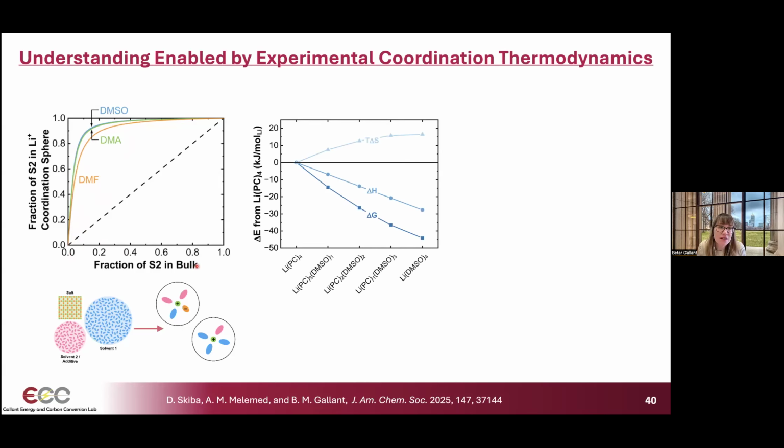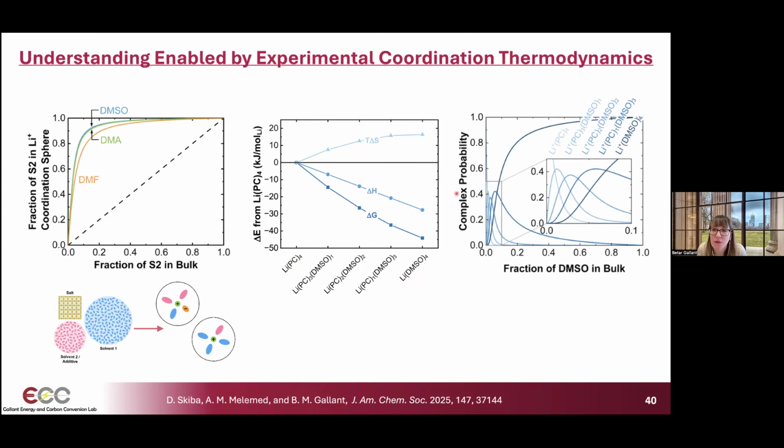You can imagine that this can be useful if we're thinking about, for instance, how much of an additive to put into an electrolyte to promote binding. We can also now start to predict what drives the establishment of different coordination environments. For example, it's always more favorable to displace PC by DMSO if we have enough DMSO available. But we can also see what's driving that. In this case, it's a negative enthalpy, but also entropic effects contribute quite markedly.